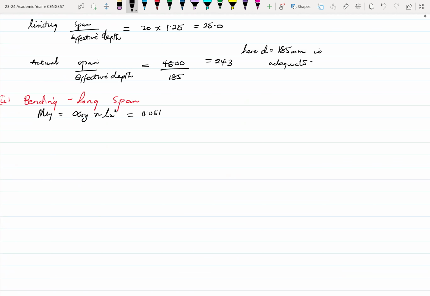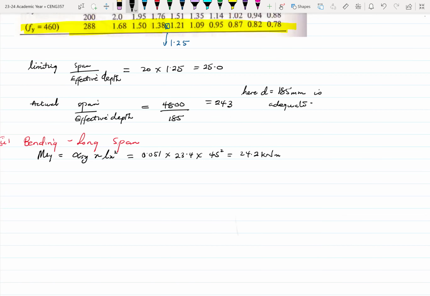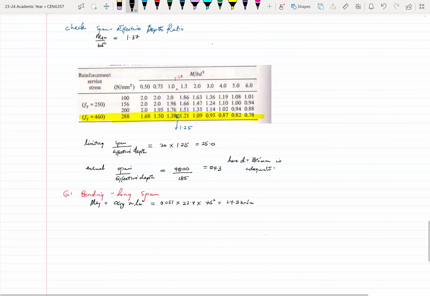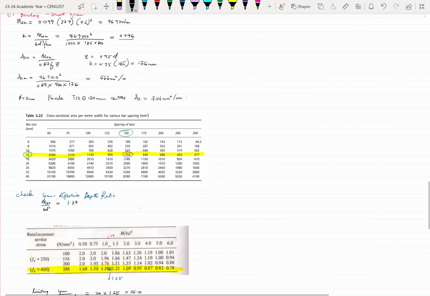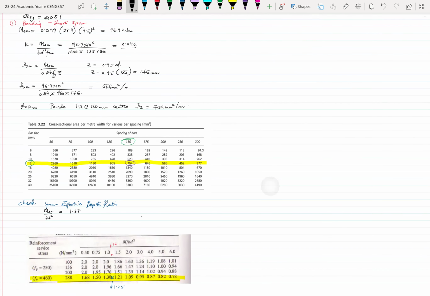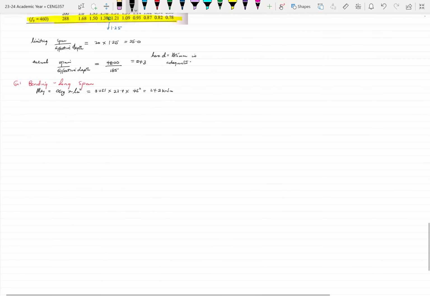So 0.051 times the n of 23.4 times 4.5 squared. And this will give us 24.2 kilonewton meter. And normally, or usually, we will see that the moment for the long span is less as compared to the moment for the short span.